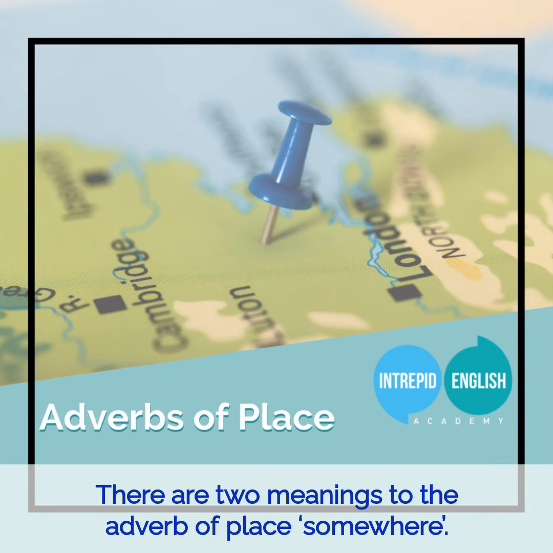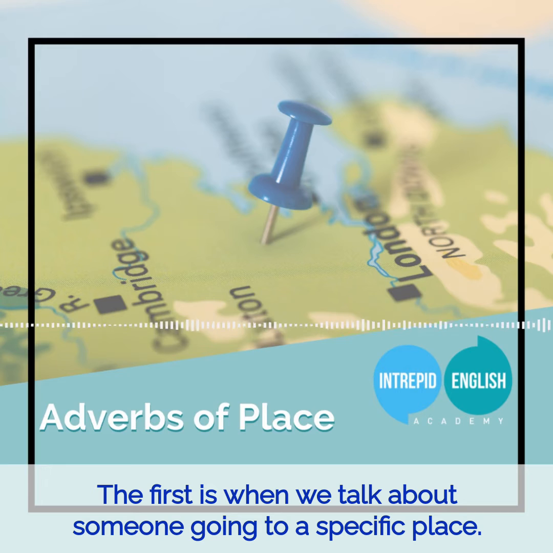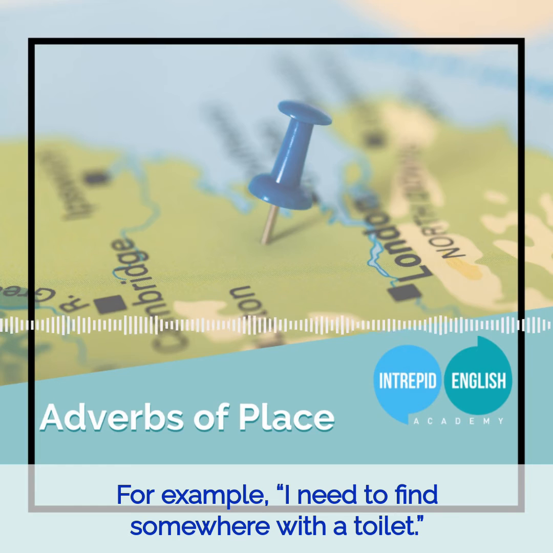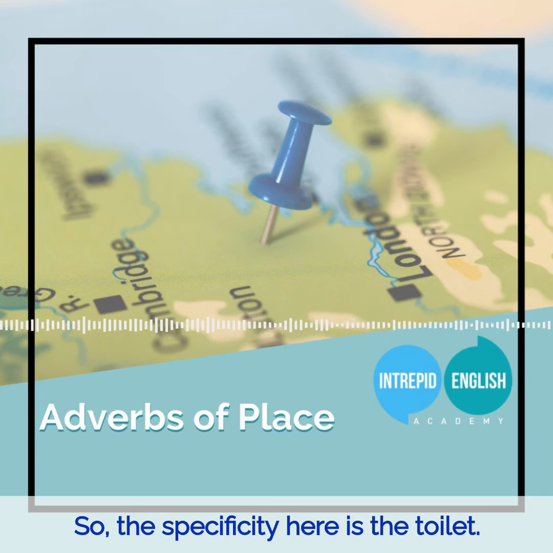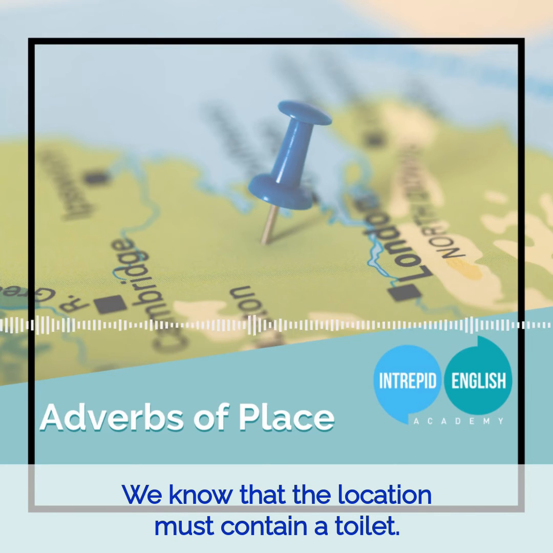Somewhere. There are 2 meanings to the adverb of place somewhere. The first is when we talk about someone going to a specific place. For example, I need to find somewhere with a toilet. So the specificity here is the toilet. We know that the location must contain a toilet.